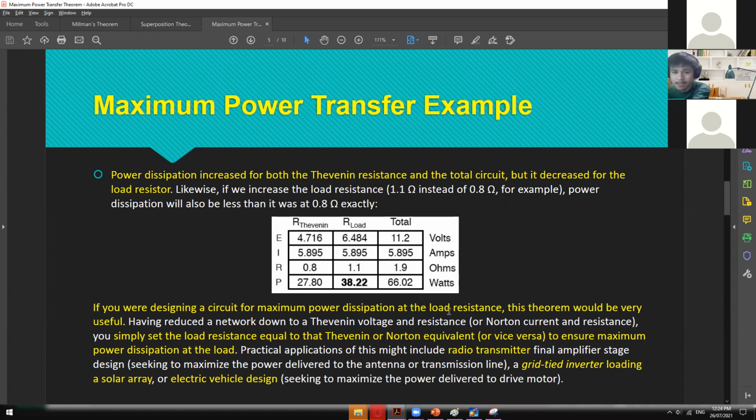So lalo na kapag, let's say, gusto mong alamin kung ilan ba talaga yung kaya niyang yung parang sagad, okay, na kaya niyang i-deliver dun sa, let's say, sa device na yon, then maximum power transfer theorem is very, very helpful. Okay. So having reduced a network down to a Thevenin voltage and resistance or Norton current and resistance, you simply set the load resistance equal to that Thevenin or Norton equivalent or vice versa to ensure maximum power dissipation at the load. So practical applications of this might include radio transmitters.